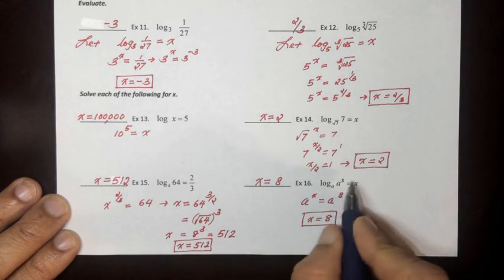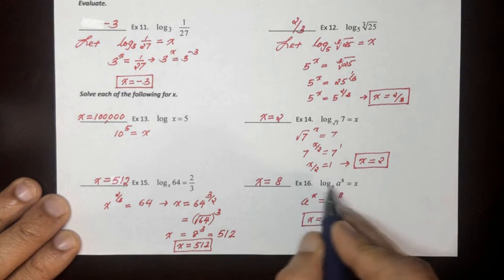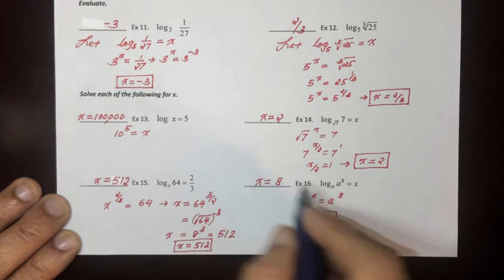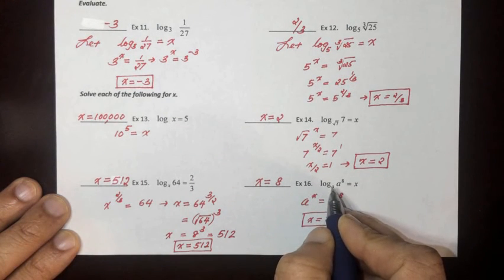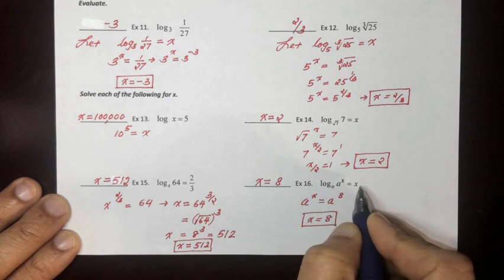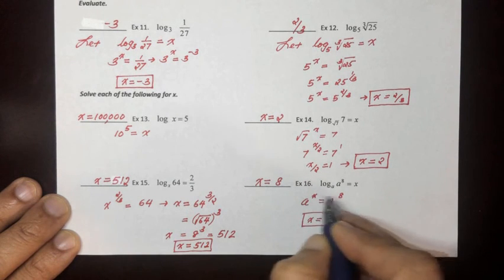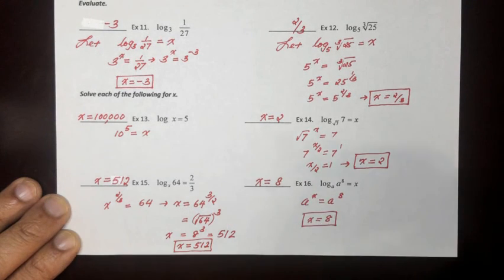And this is actually something you will encounter as a property later this week, but we are just applying whatever we know. And we know the base to the power of that would be 8 to the power of x is equal to 8 to the power of 8. We know the bases are the same, the exponents are equal, so x is equal to 8.